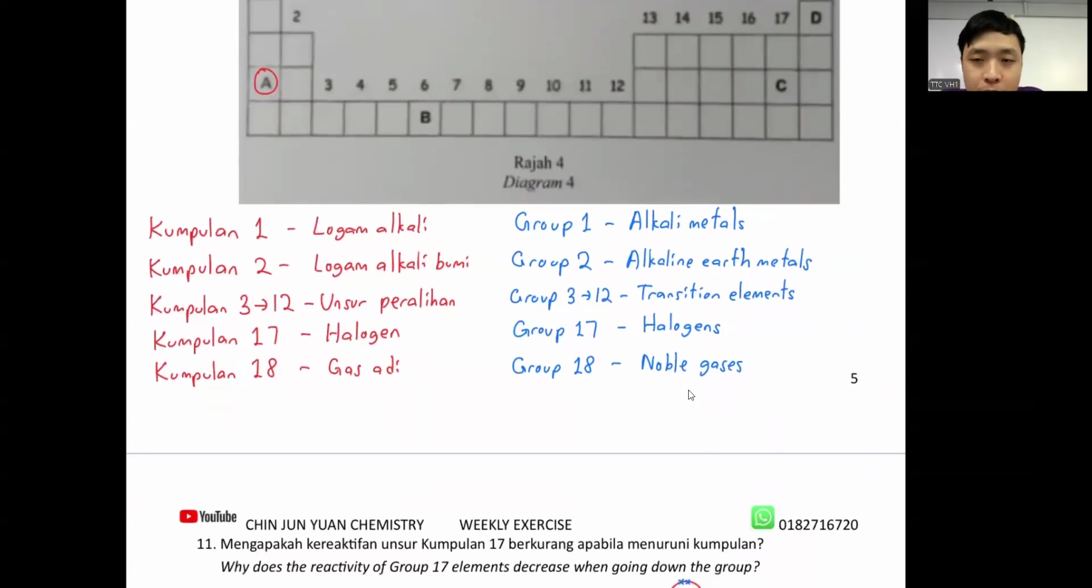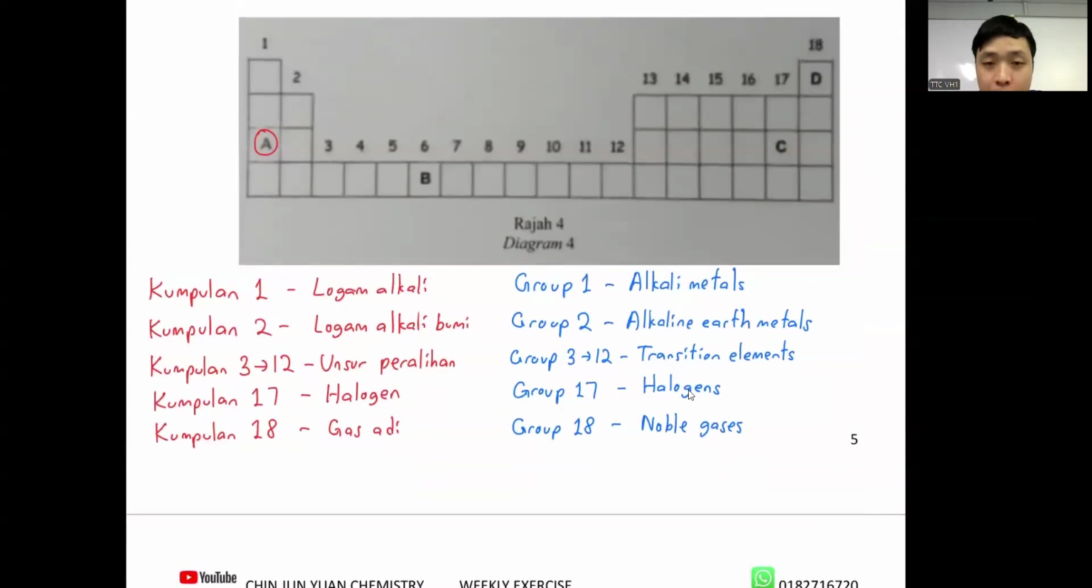Okay. 13 to 16 don't have names, so we only call the family name, like boron family. This is called carbon family, nitrogen family, oxygen family. They don't have their own name.